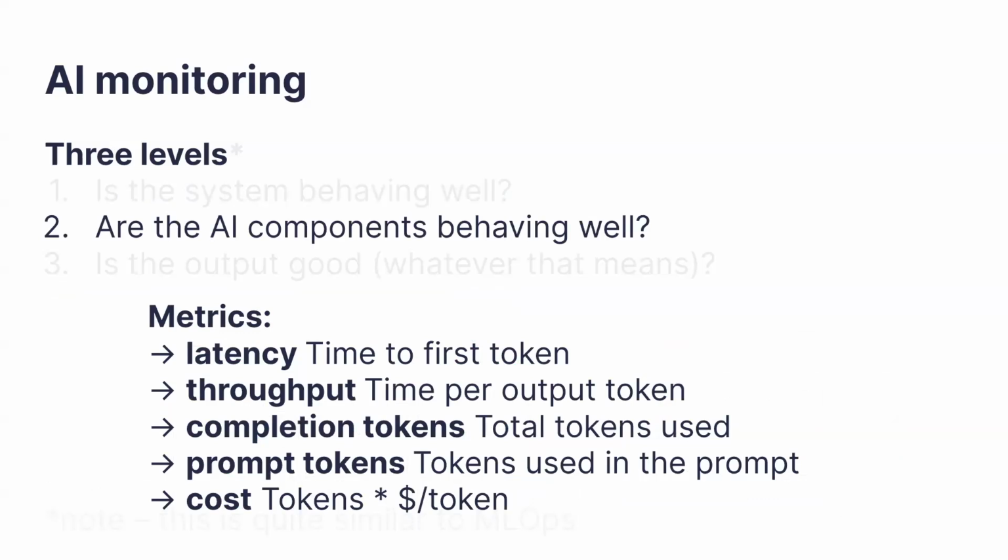Latency, so these are just the ones that people care about, and obviously there are a lot more, and everybody has different things they care about. But you're probably familiar with latency, time to first token, throughput, time per output token, so tokens per second. Completion tokens, just counting the tokens: tokens back are completion tokens, tokens in are prompt tokens. The cost is tokens times the dollar per token, right? Which is a number that a lot of people care about.